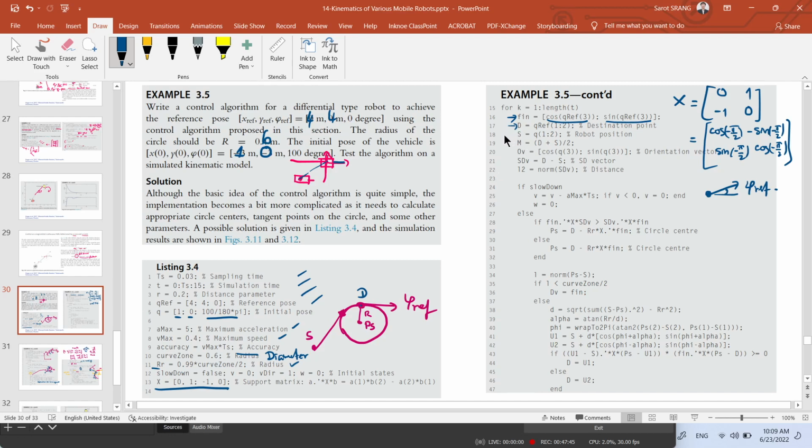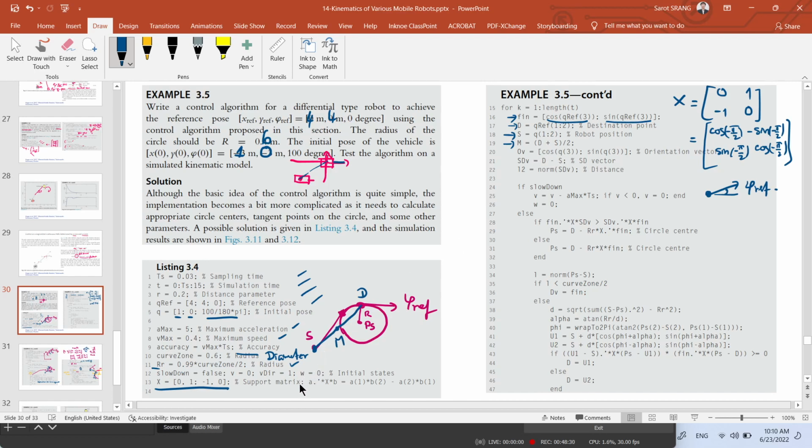The destination. S is the instantaneous robot position. So for example, if the robot is here, S is the location of the robot. And M is half of the distance from S to D. So the midpoint is here. Yeah, it is the midpoint. And OV is the unit vector of orientation of the robot location.